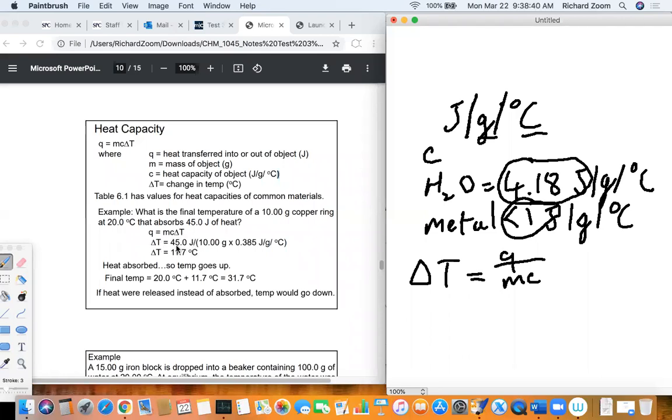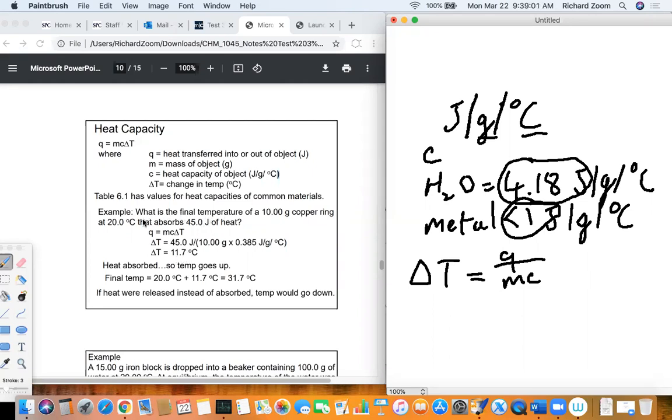And you can see by doing that, we've got 45.0 joules for the Q. We've got 10.00 grams for the mass. And then we've got the heat capacity, which wasn't given in the problem, but we assume we had it, as 0.385 joules per gram per degree Celsius. So the temperature change was 11.7 degrees.